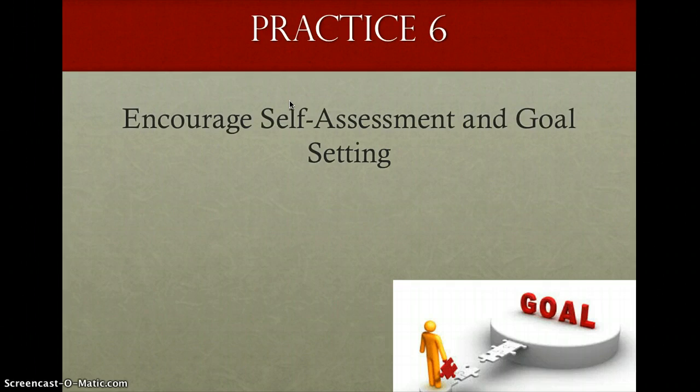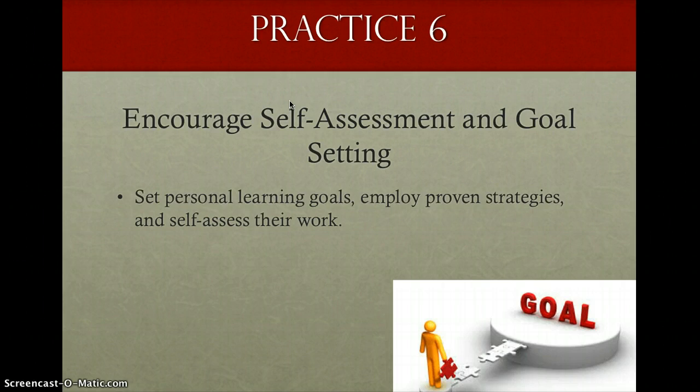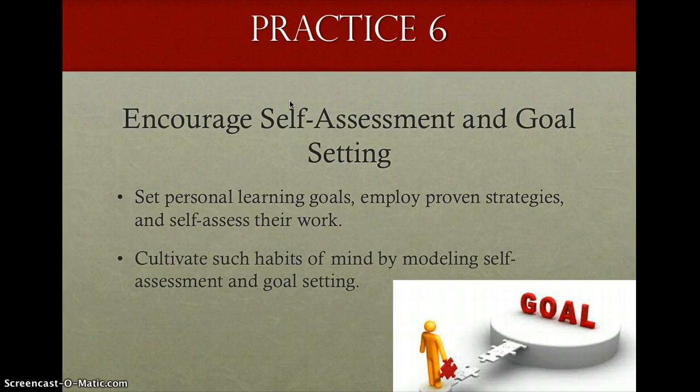Practice 6. Encourage self-assessment and goal setting. The most effective learners set personal learning goals, employ proven strategies, and self-assess their work. Teachers help cultivate such habits of mind by modeling self-assessment and goal setting, and by expecting students to apply these habits regularly.